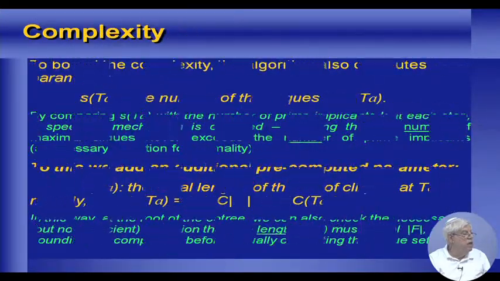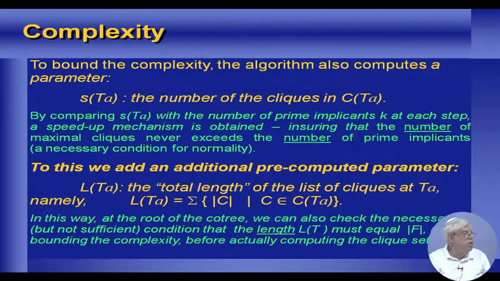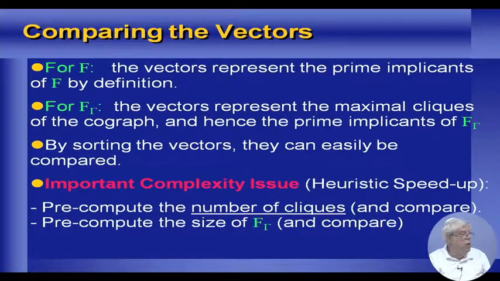Okay. Where am I? So, what do I have? I have the bit vector for the prime implicants. I have the bit vector, or the bit matrix for the cograph max cliques. I sort them lexicographically. I now compare them. Either the same or they're different. Of course, I could cut the situation if the size of the matrices was different. I wouldn't even have to compare. But if they're the same size, I do have to compare.